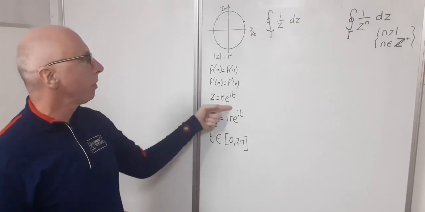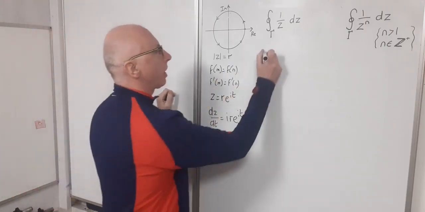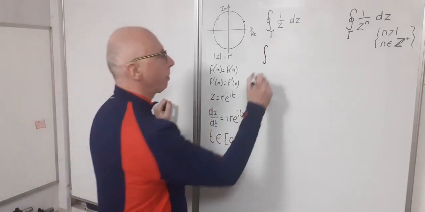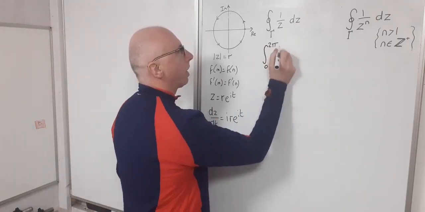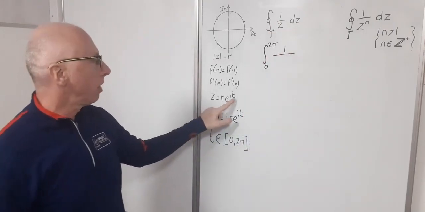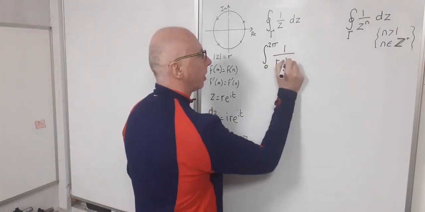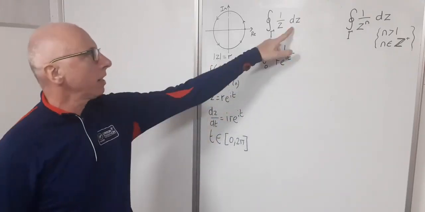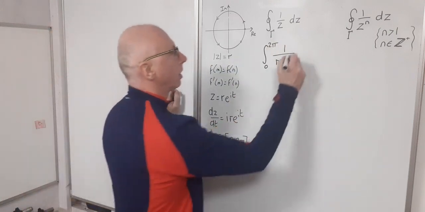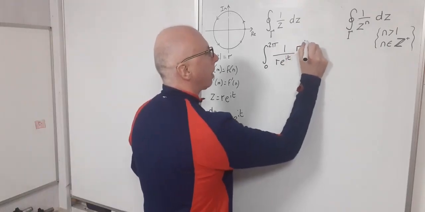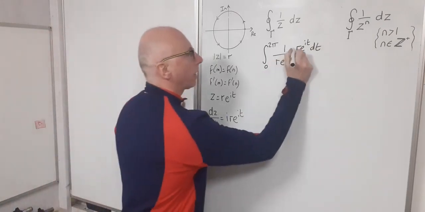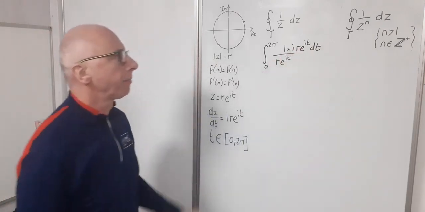Okay, so now we need to put this information into the integral. So now we have our integral across our contour, which goes from 0 to 2 pi in terms of parameterization. 1 over z is 1 over r e to the it, and then our dz now becomes i r e to the it dt. So that takes care of that, not forgetting our i as well. So we've got 1 times that.